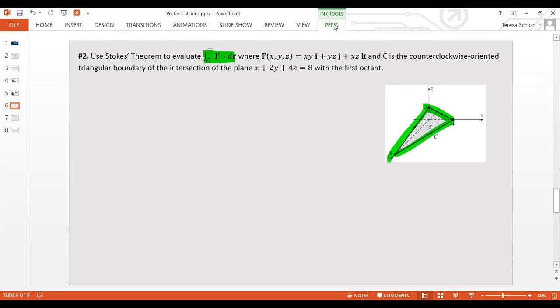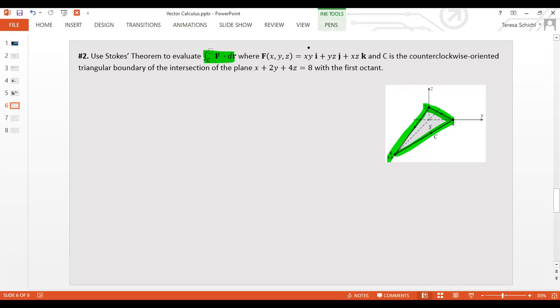Okay, so over the vector field F = ⟨x, y, y, z, x, z⟩, and C is the counterclockwise triangle bounded by the plane x + 2y + 4z = 8.